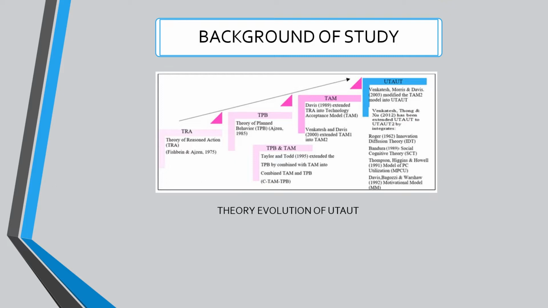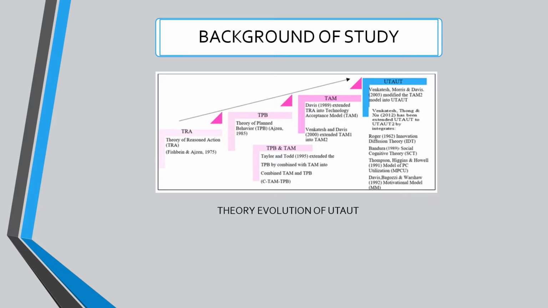So, UTAUT was developed through a review and integration of 8 dominant theories and models, namely the theory of reasoned action, the technology acceptance model, the motivational model, the theory of planned behavior, a combined TPB and TAM, the model of PC utilization, innovation diffusion theory, and social cognitive theory. This section provides an overview of the studies conducted in higher education that use and adapt this model as a research guideline.